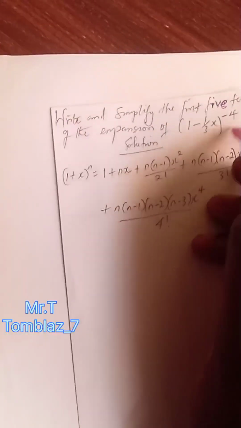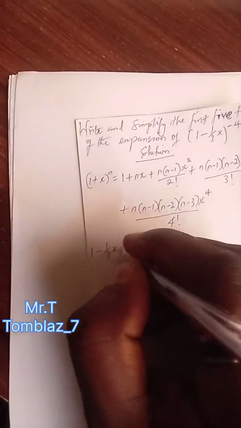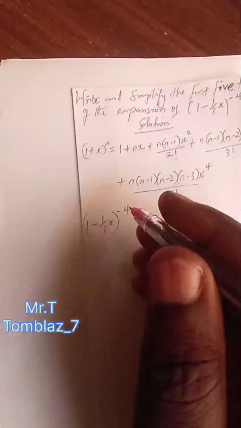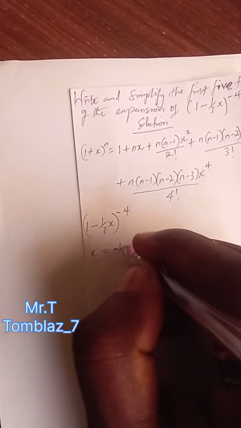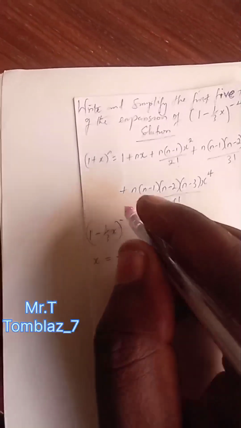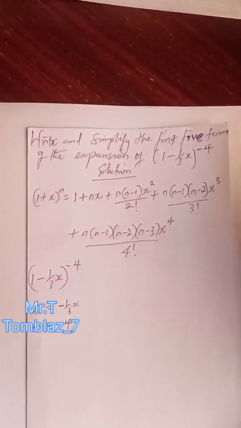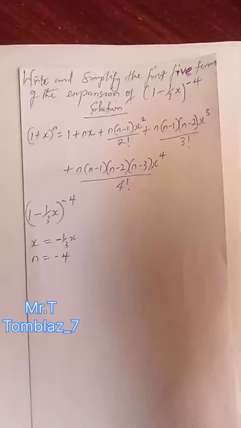Okay, so let's put in our own expression and then start substituting values. So we have (1 minus 1 over 3x) raised to the power of minus 4. So by relationship, x is equal to minus 1 over 3x and n is equal to minus 4. So we're going to be substituting it into this given equation. Is that okay? Alright, so let's go forward.